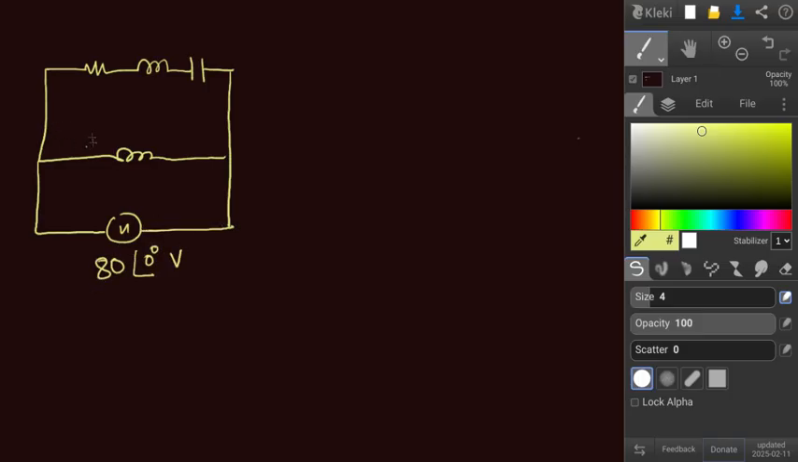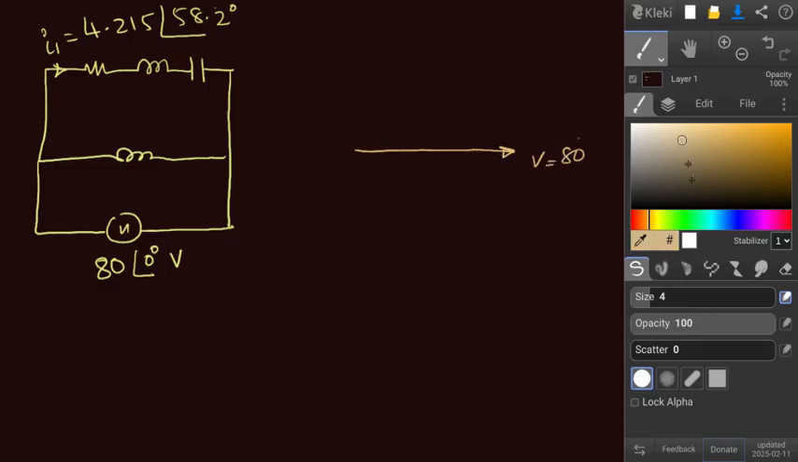So this is 80 volts. So this current is I1, 4.215. I remember 58, is that correct? 4.215. So now if I draw the phasor diagram here, I will get this as V and this as I1.